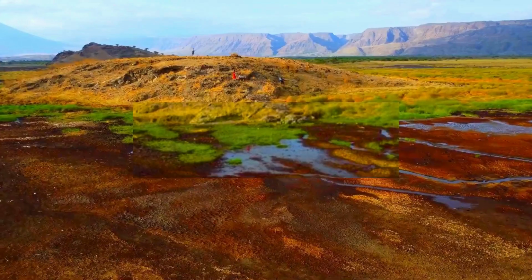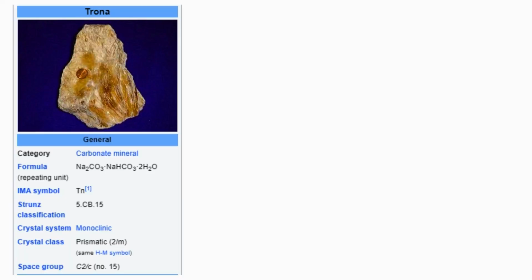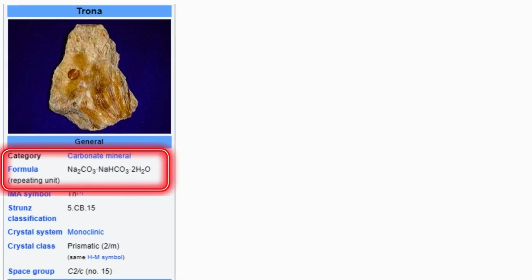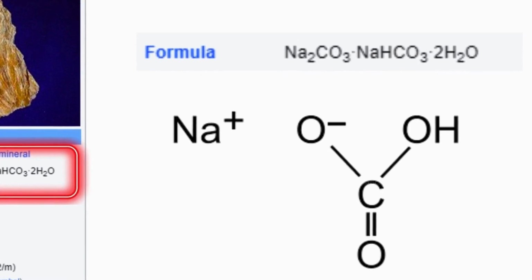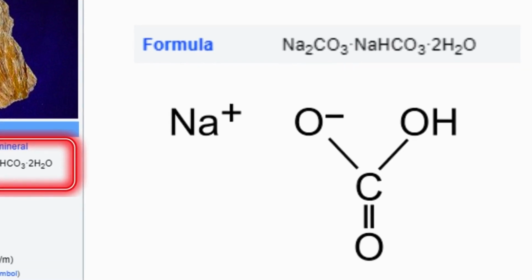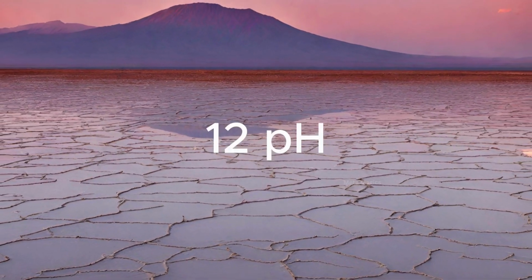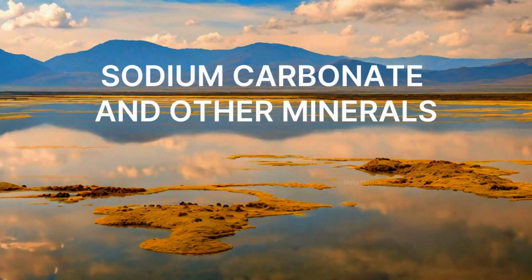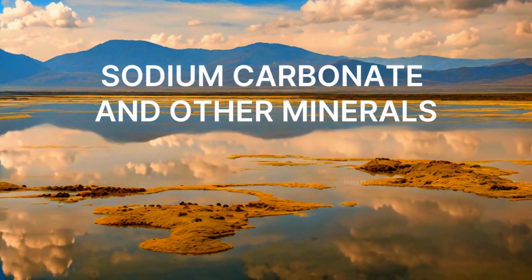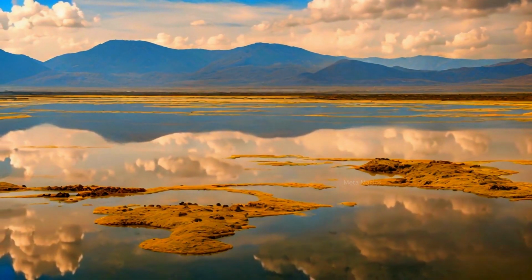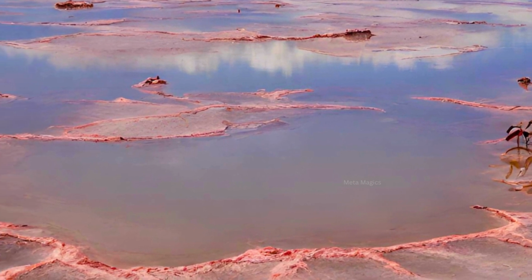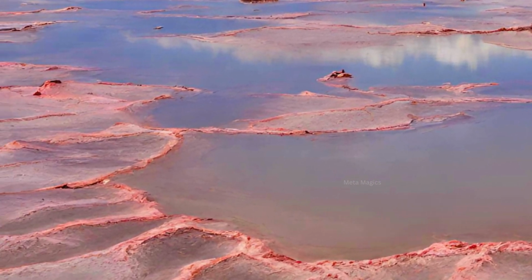High evaporation leaves behind trona, which is composed of sodium bicarbonate and hydrated carbonate, and natron, which is composed of hydrated sodium carbonate. As a result, the lake's alkalinity might exceed 12 pH. Sodium carbonate and other minerals are also deposited in the lake from the surrounding hills. These conditions cause the lake to concentrate into a caustic alkaline brine.